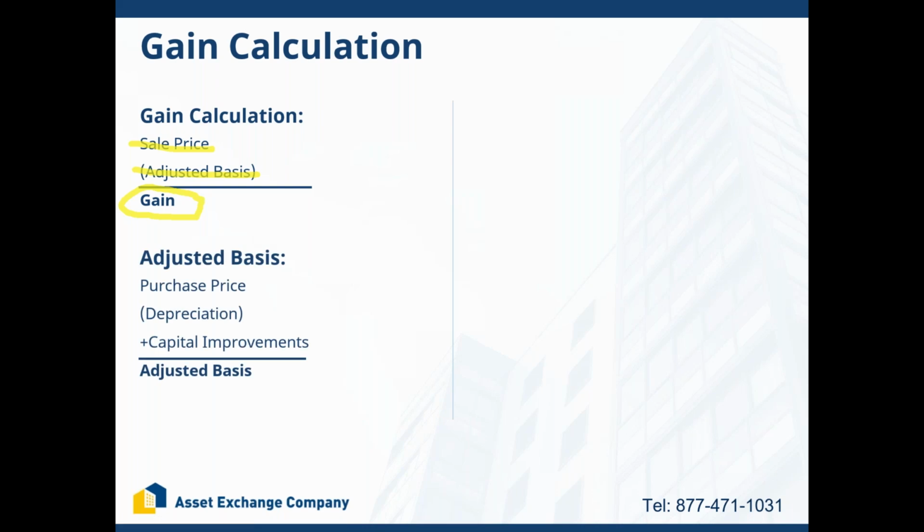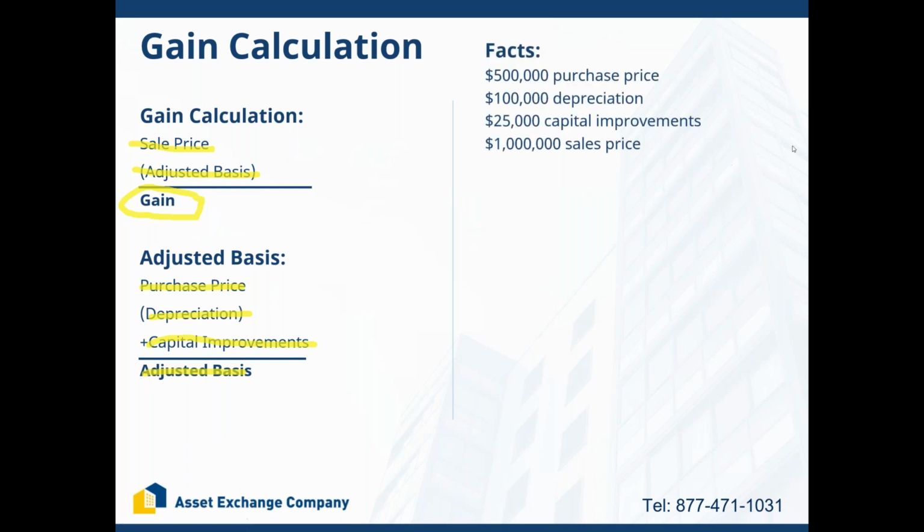Now, the big question there is, though, well, what the heck is my adjusted basis? Well, your adjusted basis is going to be the purchase price that you paid for the property minus your depreciation, and then you're going to add back your capital improvements to get to your adjusted basis calculation. So let's go ahead and do an example here. The first thing we're going to do is just look at our set of facts for a property that we own.